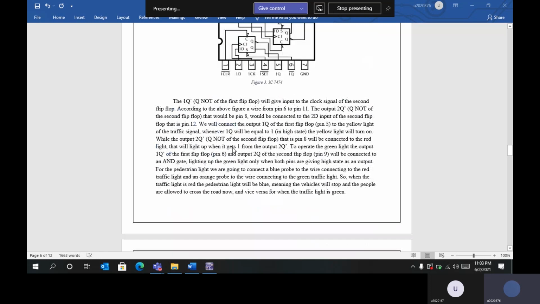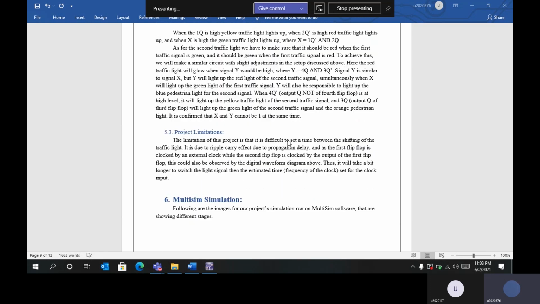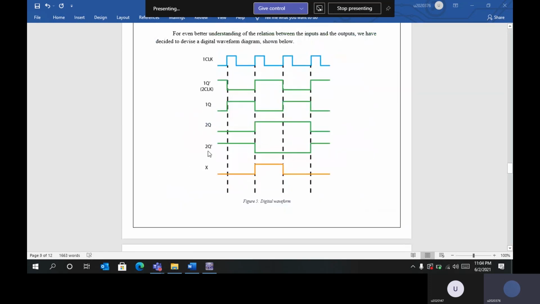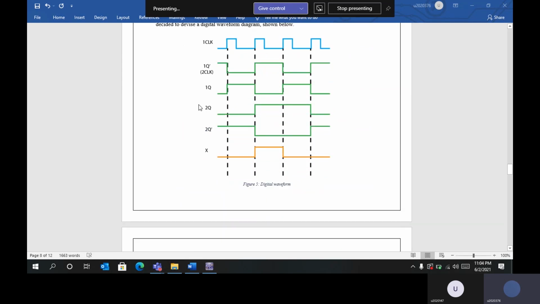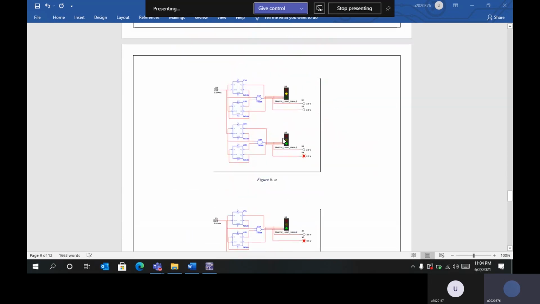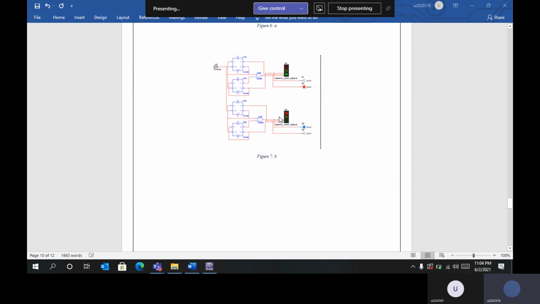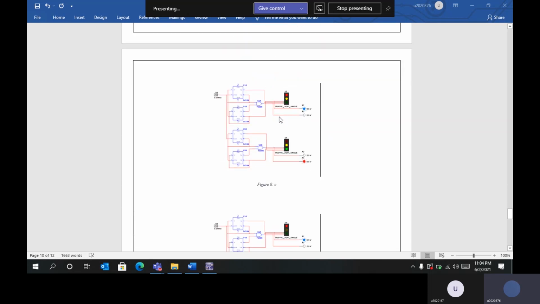Moving forward to our limitation, the only limitation we face is that it is difficult to set up exact timing for us, as we experience some propagation delay due to the ripple carry effect. As you can see here, the 2Q naught is depending on the output of the first flip-flop. We have also attached the screenshot of our Multisim simulation. As you can see here, there will be 4 stages of our project, and all 4 of those are showcased here.